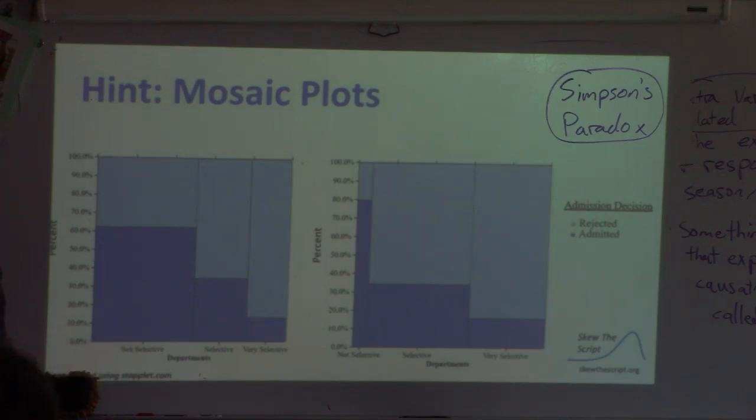The men were taking the easy way out, so they got a higher admission rate. Essentially, that was what it was.